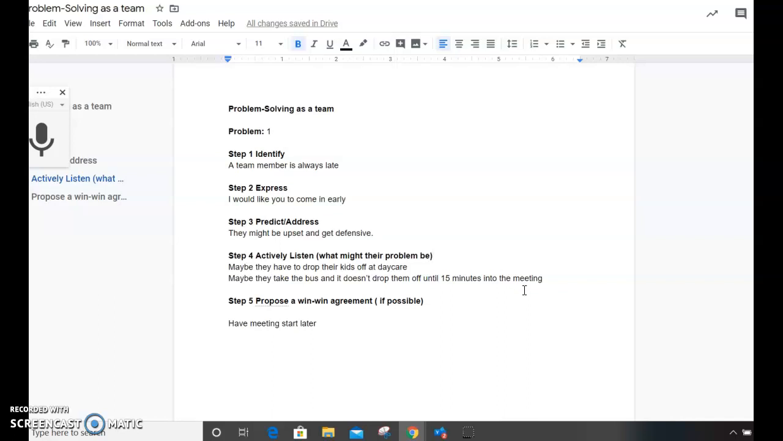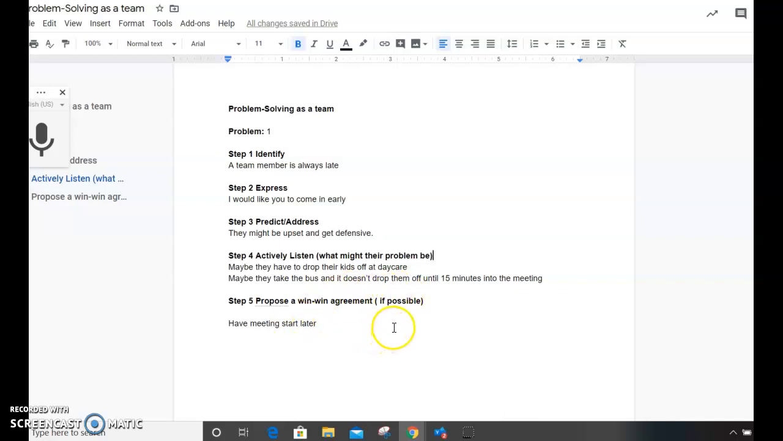So when you get that context and you actively listen, and I mean actively listen, like eye contact, nodding your head to make sure you understand, not just saying what and then being on your phone. Obviously, we know better than that. That's not actively listening. You figure out where they're coming from. That's where you can possibly propose a win-win agreement.